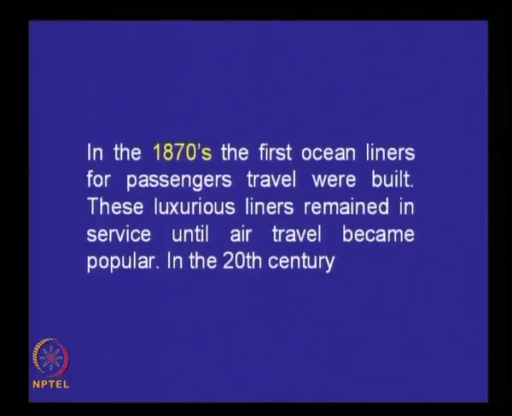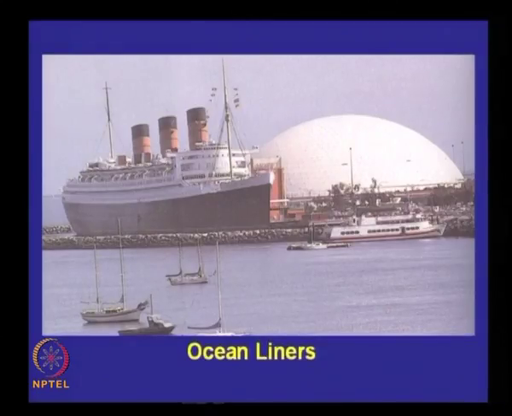In the 1870s, the first ocean liners for passenger travel were built. These luxurious liners remained in service until air travel became popular in the 20th century. In those days, for international intercontinental travel, the only mode of transportation available was waterway transportation. That is how these luxury liners were very popular for international as well as intercontinental travel. The liners look like this, huge ones to accommodate thousands of passengers and large quantities of goods.